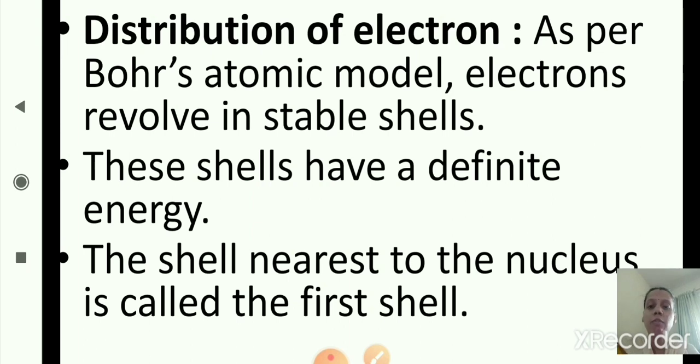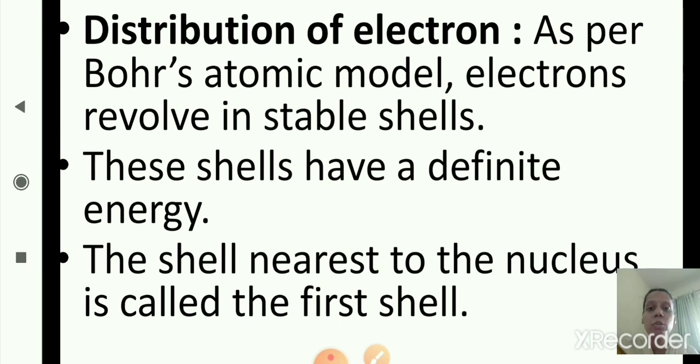These shells have a definite energy. Shells means orbits. Each shell has a definite energy. You have studied about the lowest energy. Which shell has the lowest energy? The K shell has the lowest energy, as the K shell is closer to the nucleus. So these shells have a definite energy.